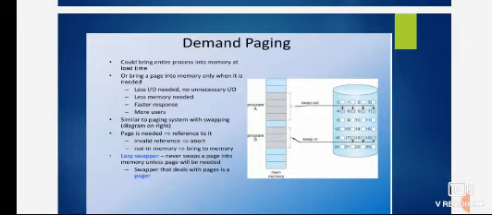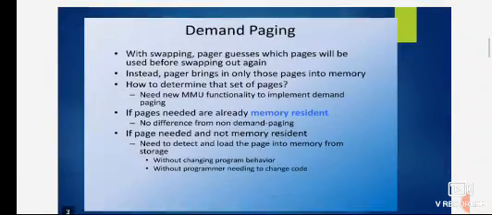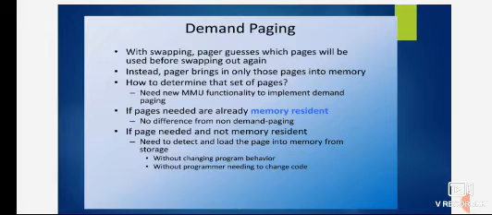pager. So this is the block diagram for demand paging. When swapping pages in, the system guesses which pages will be used before swapping out again. Instead of the whole process, bring in only those pages into memory. How do we determine that set of pages? We need new MMU functionality to implement demand paging.